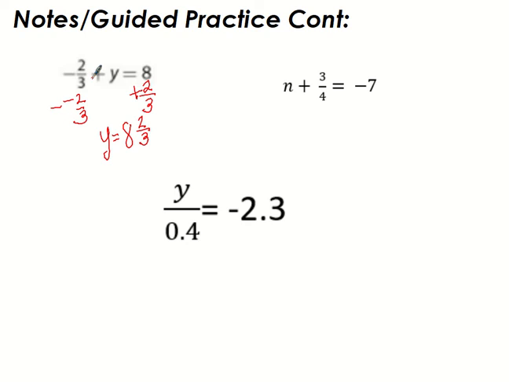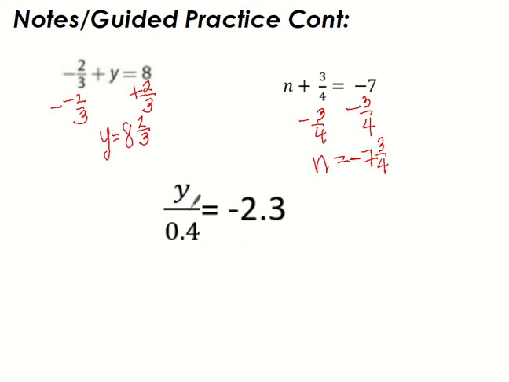So technically, the inverse of adding is subtracting, but because I'm subtracting a negative, it's really the same thing as adding. So here we're going to subtract 3/4. I'm going to get n equals. Notice these are the same sign, so I'm just going to add them together and keep their sign. Negative 7 3/4.